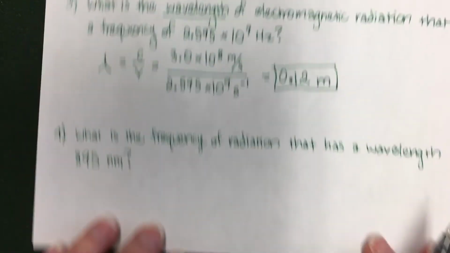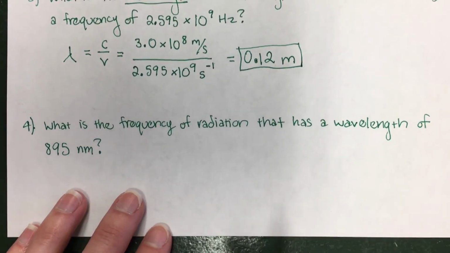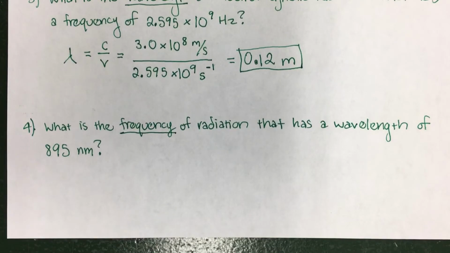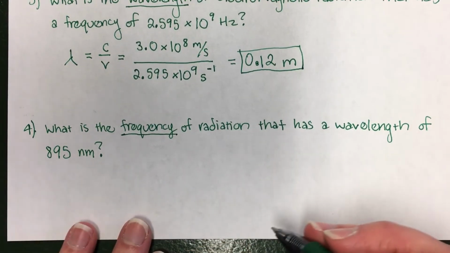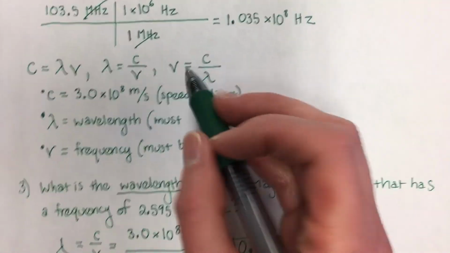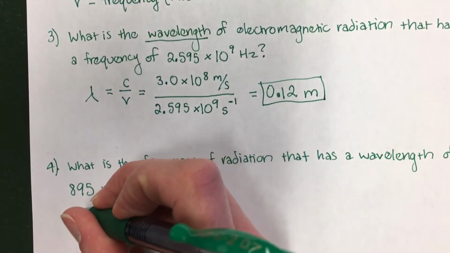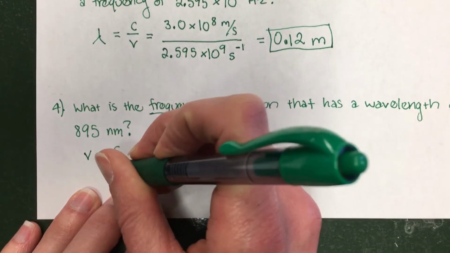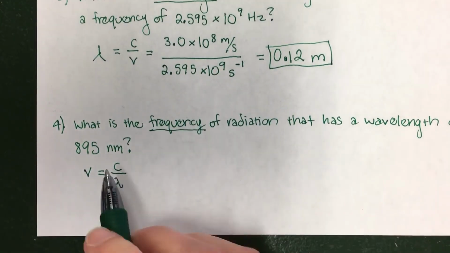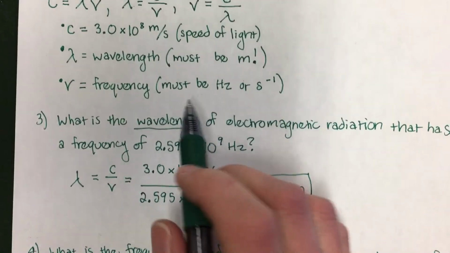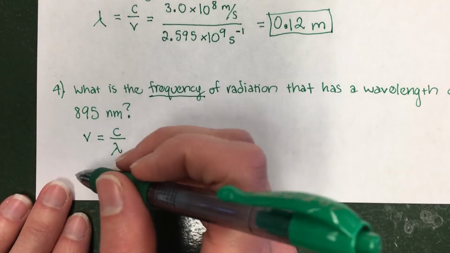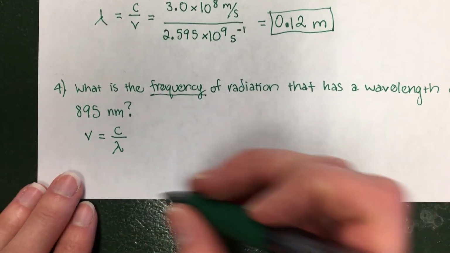Okay, one last example. This time we want to find the frequency of radiation that has a wavelength of 895 nanometers. So since we're looking for frequency, we're going to want to use this equation that solves for frequency. So we do frequency equals speed of light over wavelength. The problem is that my wavelength is in nanometers, and I know that it has to be in meters. So before I can solve this equation, I need to convert my nanometers into meters.